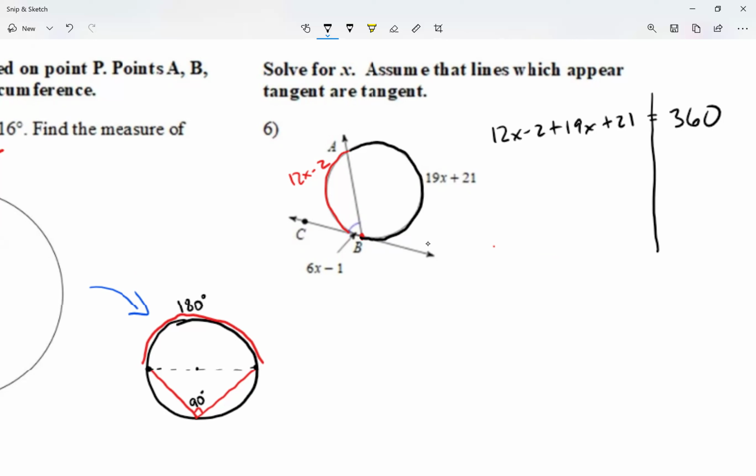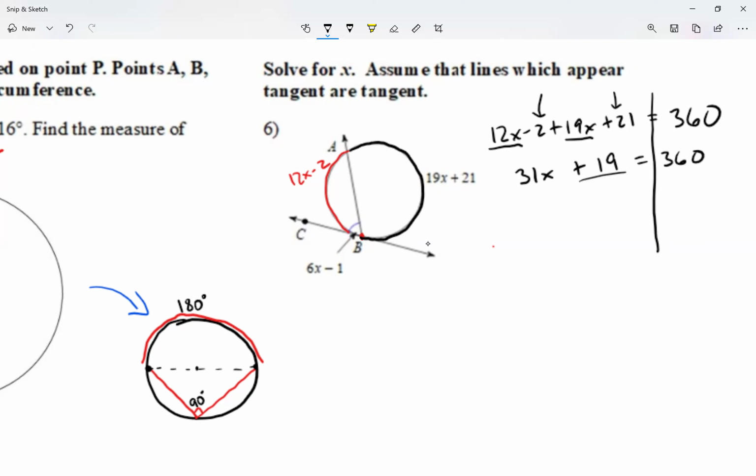I remember in algebra, we were told to combine like terms if possible. So look at your x's: 12x plus 19x. We can combine that, right? 12 plus 19 is 31, so I'm going to call this 31x. And then I see a -2 plus 21. I can combine those, right? -2 plus 21 is 19. So I'm going to call this 31x plus 19 is equal to 360. I just combined like terms to make it smaller.